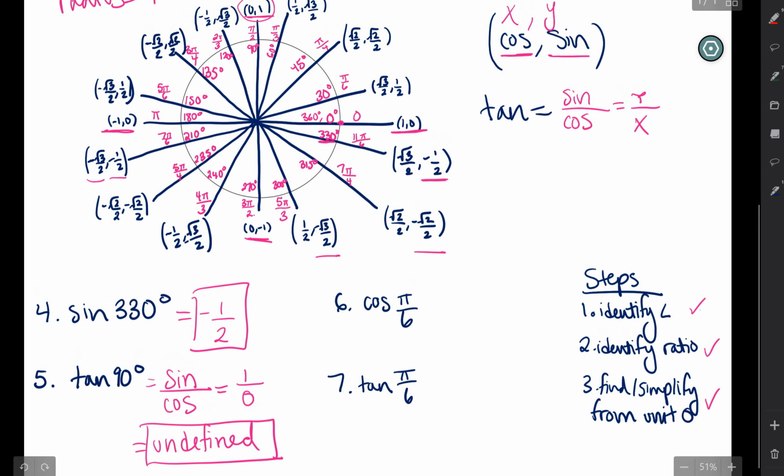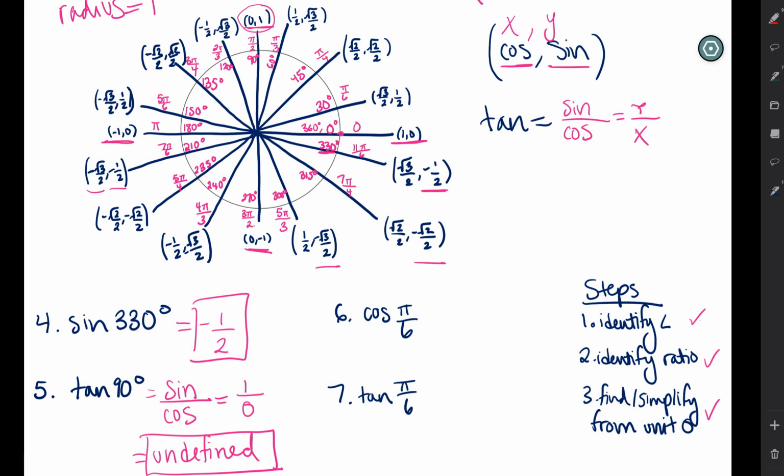So it's totally possible for you to have some undefined values in your Delta Math practice. Couple more. Cosine of pi over 6. Now I'm just asking you for the angle measure, but this time in radians. Pi over 6 is right here at 30 degrees. Cosine is that first coordinate point. So we're looking at √3 over 2.